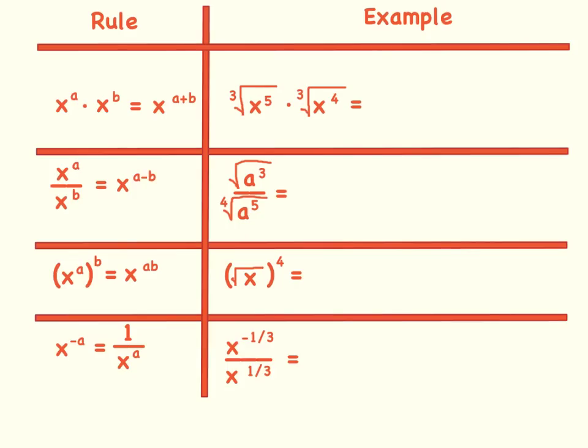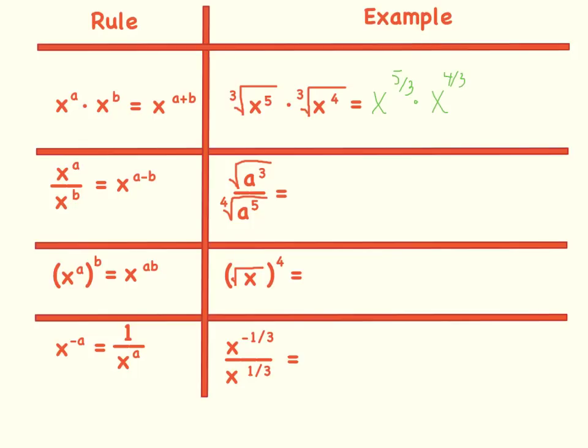In our first example, we have the cube root of x to the 5th power times the cube root of x to the 4th power. The first thing I'm going to do is to change this expression from radical form to rational form. So that means my first radical, the cube root of x to the 5th power, would be x to the 5/3 power. And that will be times, and instead of the cube root of x to the 4th, that would be x to the 4/3 power.